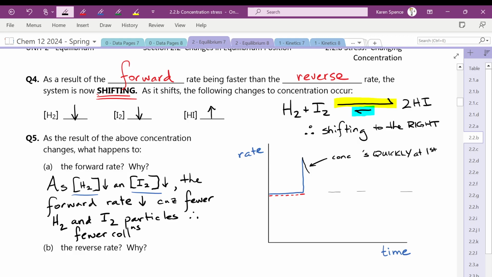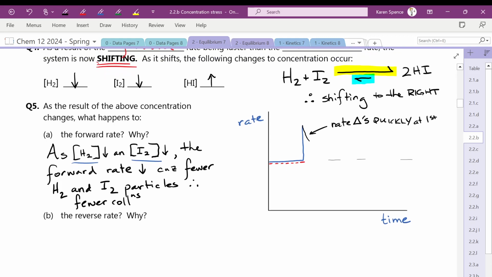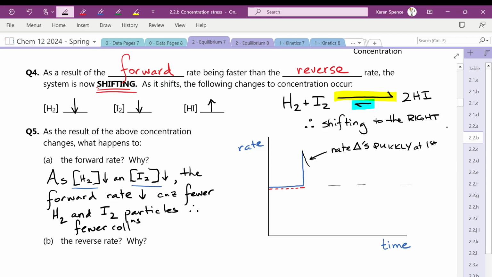Okay. The rate changes quickly at first. All right. What happens to our reverse rate as the system is shifting to the right?